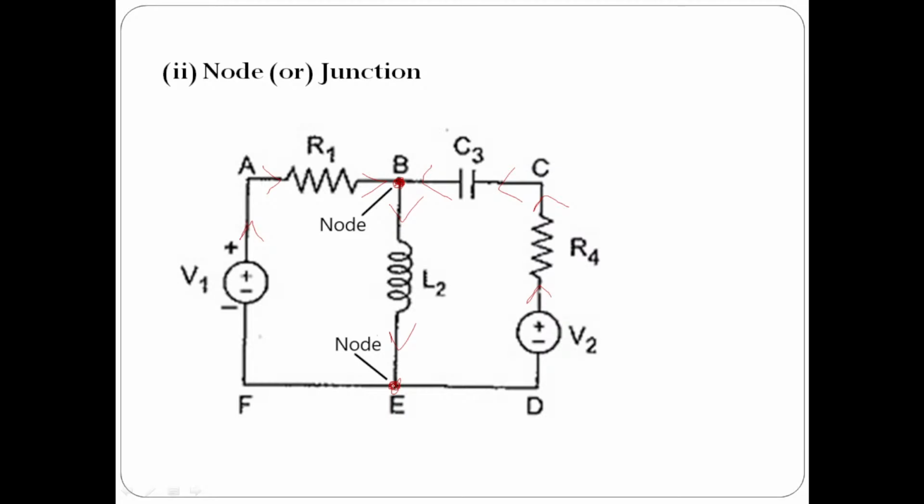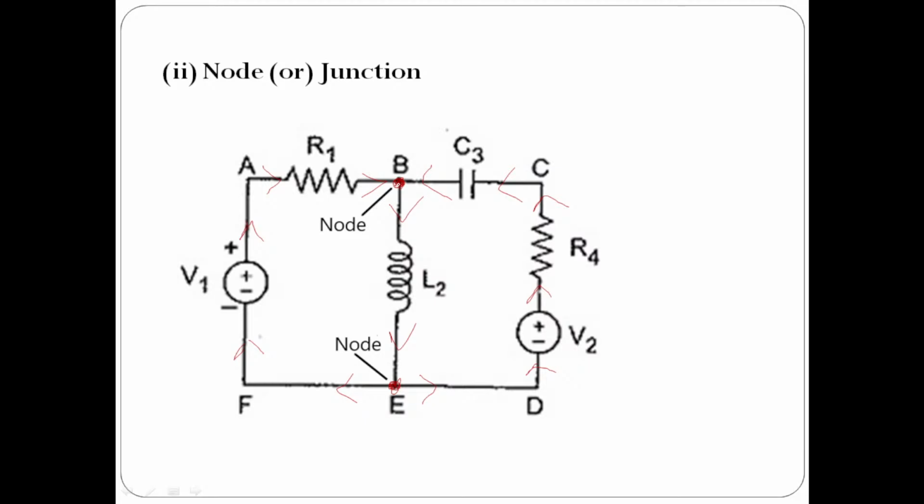At this point E, current is dividing and entering into other branches. Current from this branch is entering and it is dividing into two parts. So here, what is happening? Current addition is taking place at this point, current division is taking place at this point. So at the point wherever current just divides or adds up, that point is known as a node or junction.